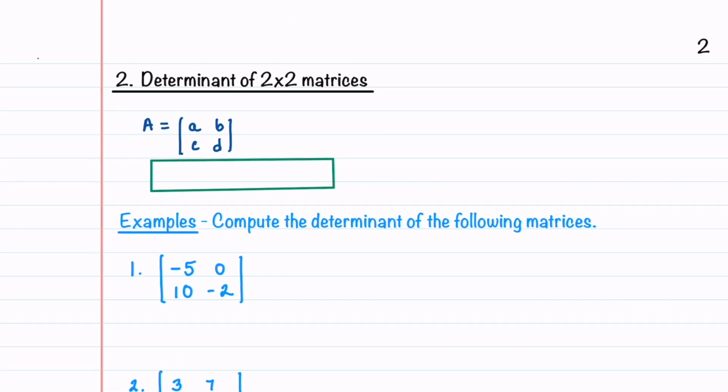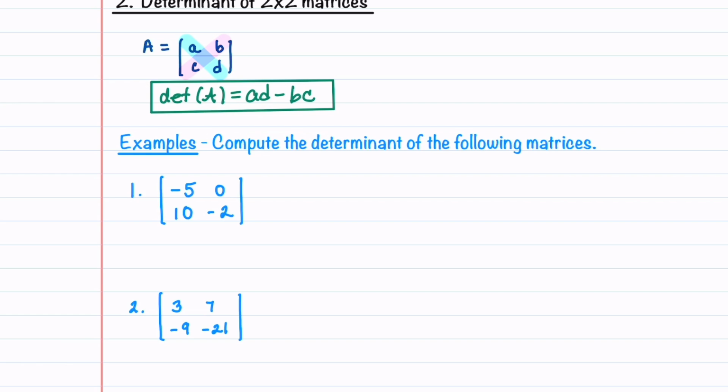We're going to first review how to find the determinant of a 2x2 matrix, because when we compute determinants of 3x3 and higher matrices, part of the calculation will include calculating 2x2 determinants. The determinant of this matrix A is just equal to the main diagonal elements multiplied minus the off-diagonal elements multiplied. This gives us a formula for the determinant, and it's det of A is equal to A times D minus B times C. Let's walk through two examples where we compute the determinant.